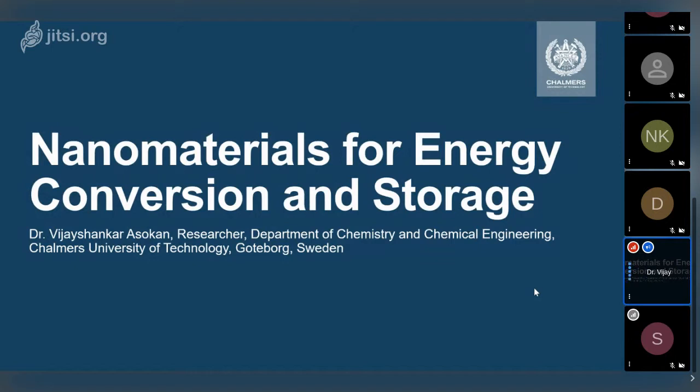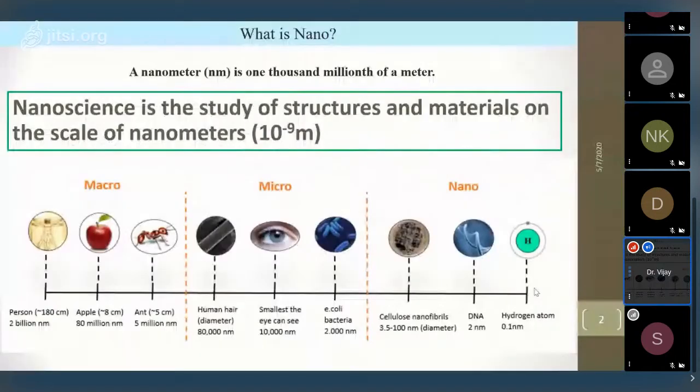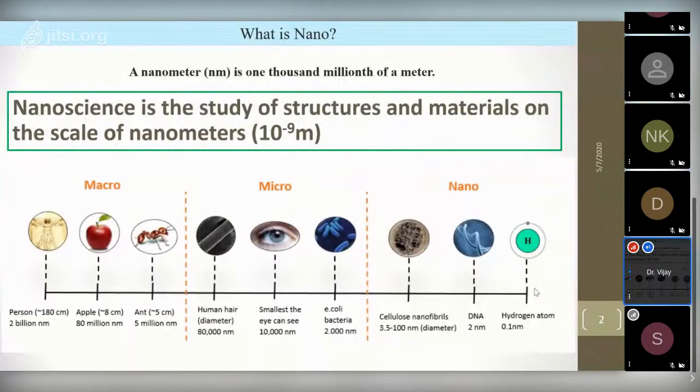When the topic is nanomaterials, we need to cover what nano is, right? A nanometer is one billionth of a meter, and the study of structures and materials on the scale of a nanometer is nanoscience. The image is given to compare what is macro, what is micro, and what is nano. What we are dealing with now is the nano and angstrom level scale, which is far, far down from what we see in our day-to-day regular life. If you compare a person at 2 billion nanometers to a 0.1 nanometer hydrogen atom, it's a wide and vast difference.